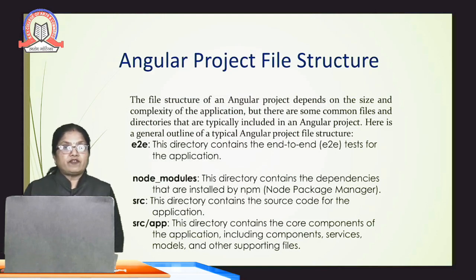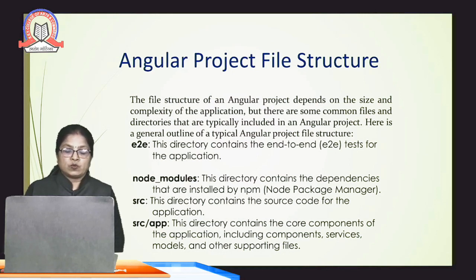Now, Angular project file structure. The file structure of an Angular project depends on the complexity of the application, but there are some common files and directories that are typically included in an Angular project. Here is a general outline of a typical Angular project file structure. First is e2e. This directory contains the end-to-end tests for the application. node_modules. This directory contains the dependencies that are installed by npm. npm is nothing but the Node Package Manager.